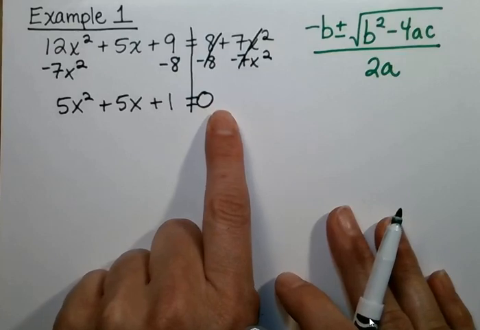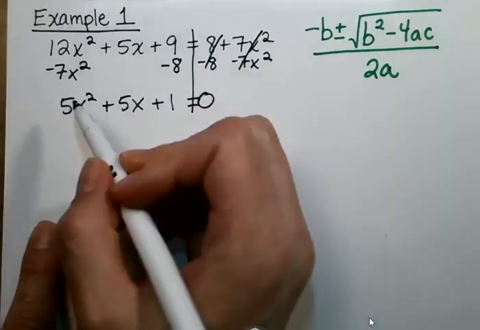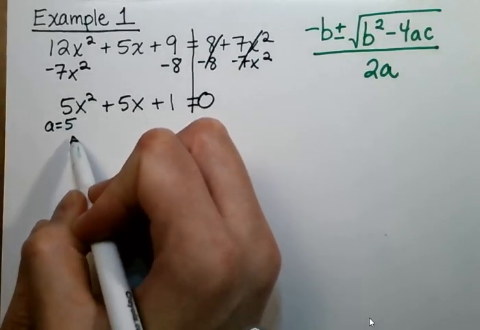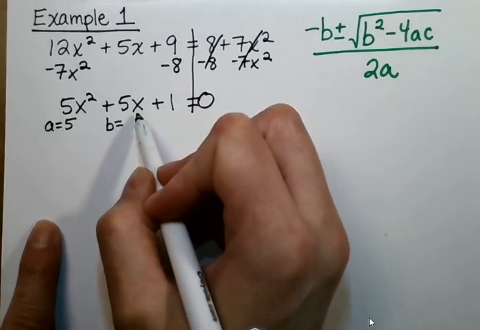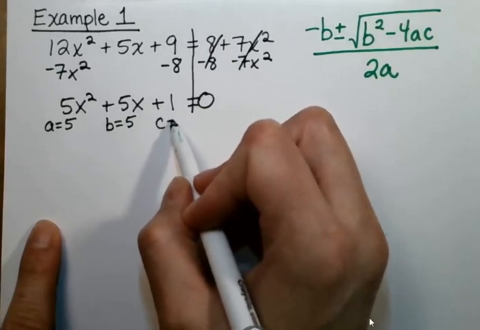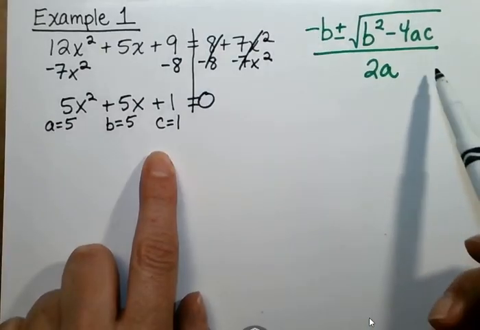Now we can go ahead and use our quadratic formula, but first we need to find what our a, b, and c are. Our a is always the coefficient in front of the x squared, so it's 5 in this case. Our b is the coefficient in front of the x, so 5 again. And our c is our constant, so positive 1. Then we're going to substitute these into the quadratic formula.